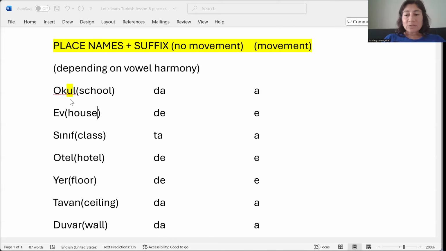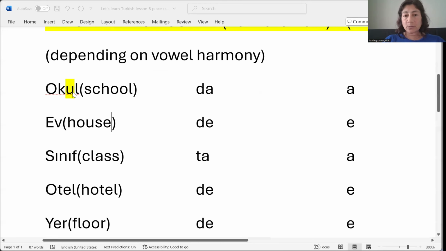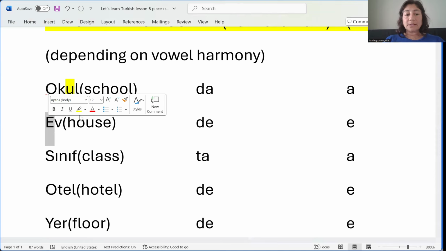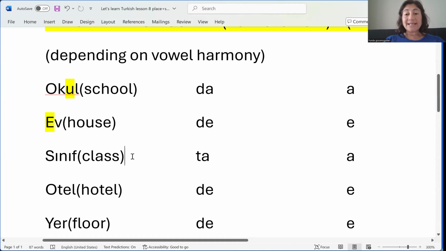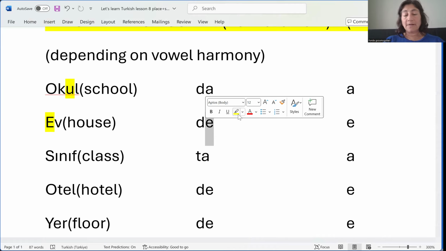Okay, the best way is to look at the vowel of the original word. Which vowel? The last vowel of the original word. So okul, as I can see, there is u here as a vowel. So it needs da because u and a are in the same category according to the vowel harmony. But if it's house that you talk about as a place name, the vowel in the original word ev is e. So I need the same category vowel.